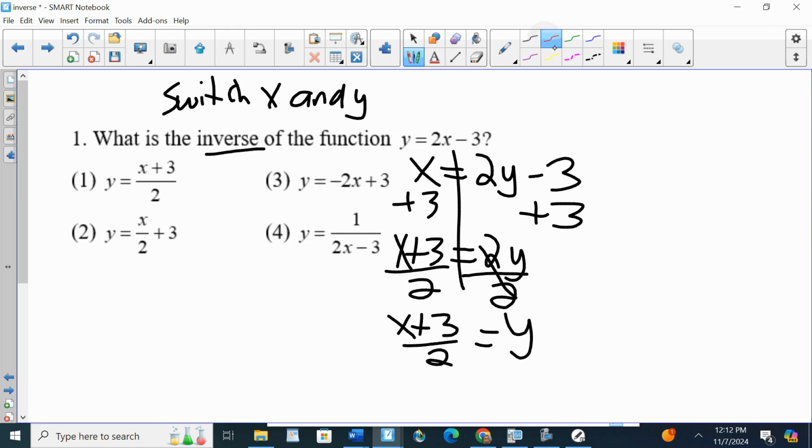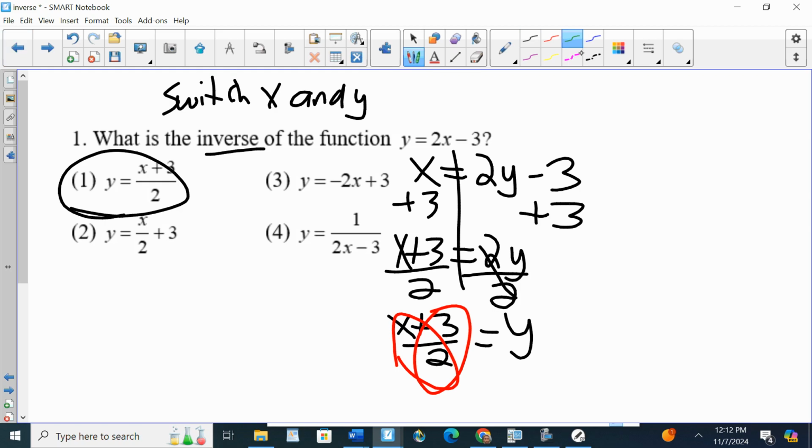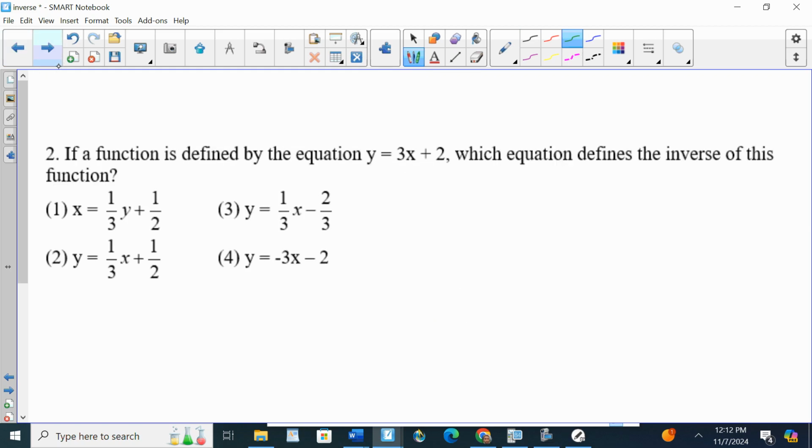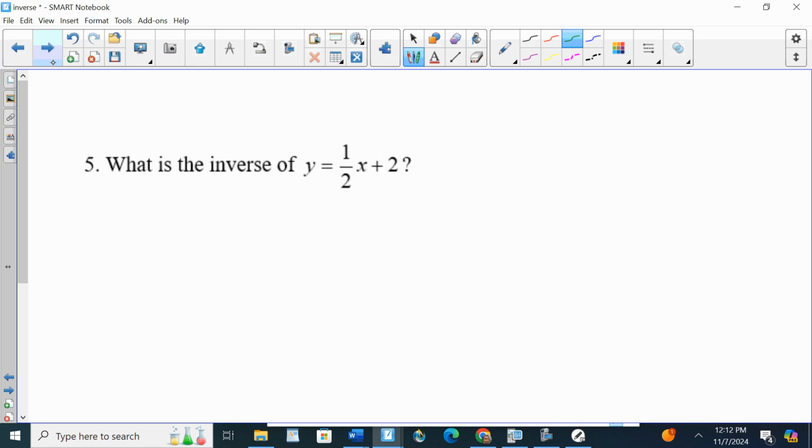Or you can break it apart. They're both equivalent. If it's multiple choice, let's look at what we got. Your answer is right there, choice 1. We're going to go over it algebraically first. After that, I'll show you your giant shortcuts. So again, what did we do? We switched x and y. We solved for y.